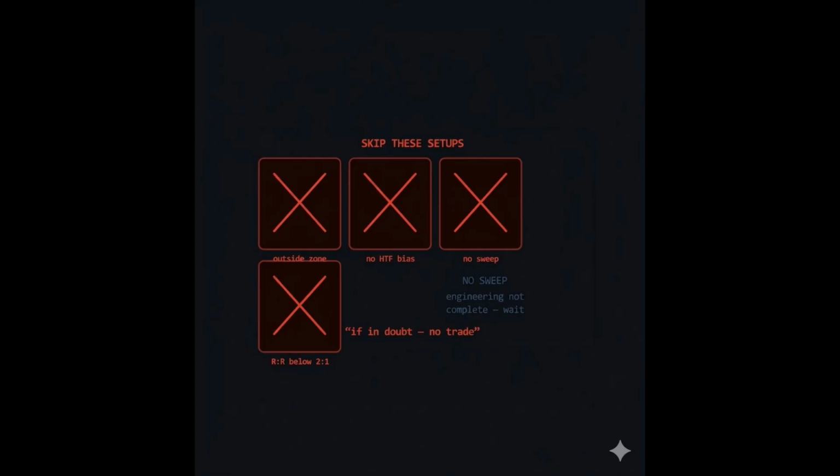Skip any setup where there is no prior liquidity sweep. If the sweep hasn't happened yet, the smart money engineering phase isn't complete. And skip any setup where the RR is below 2-to-1. A technically valid setup with a bad RR is still a bad trade.